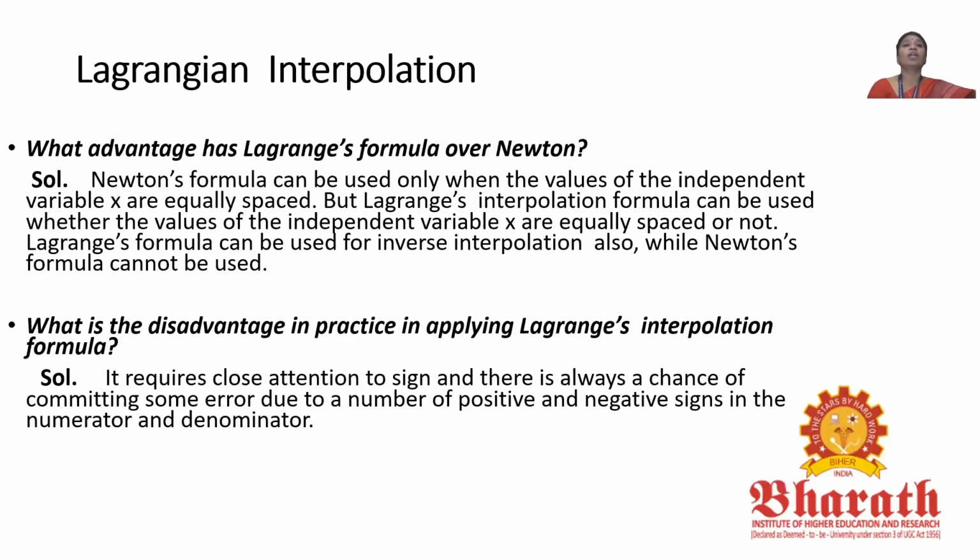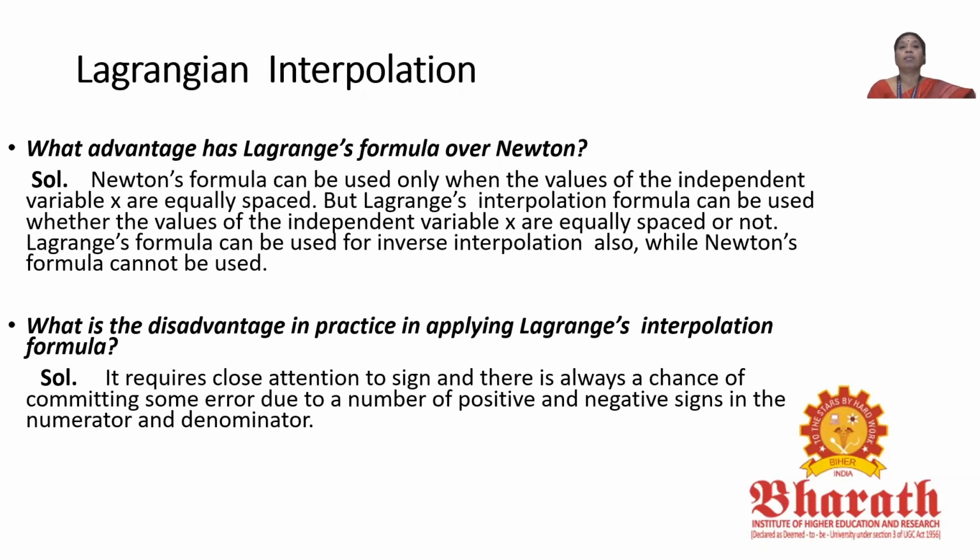So what are the advantages of Lagrange's formula over Newton's formula? Newton's formula can be used only when the values of the independent variable x are equally spaced. But the Lagrangian interpolation formula can be used whether the values of the independent variable x are equally spaced or not. So Lagrange's formula can be used for inverse interpolation also, where Newton's formula cannot be used.